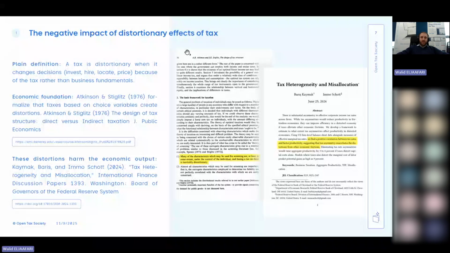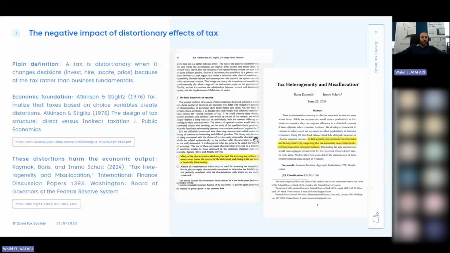And what is really interesting is that there was a working paper published by the IMF that tried to evaluate in the American economy what the American economy would gain if there was no such distortionary effect in the implementation of the tax system in the US. So basically, if everybody was taxed according to their real characteristics and not the selection criterion, just to simplify.